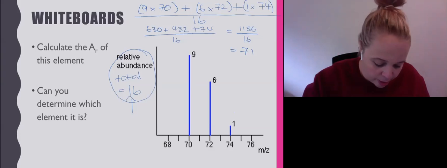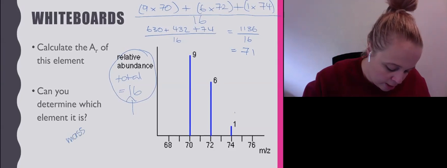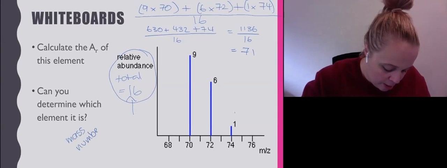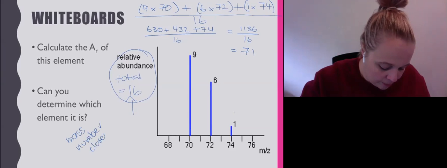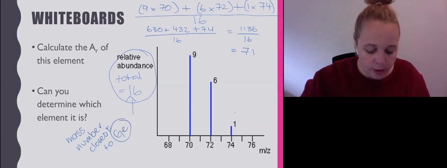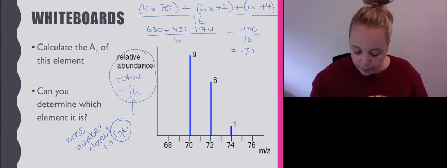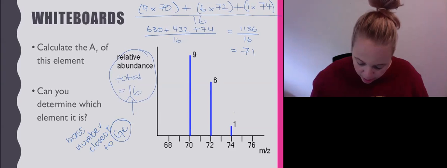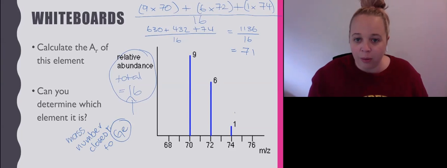Okay, so the mass number closest to 71 is Ge. So that's what I'm going to say my element is. And that's where I'm going to stop that video.